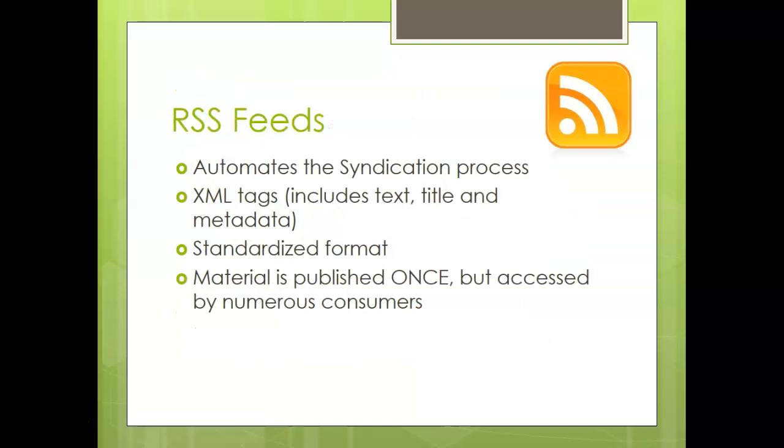So the RSS feed automates the syndication process. So there's XML tags, which is just information about the text included in the article, the title, and the metadata, when it was written, who wrote it, all that kind of thing. It's in a standardized format, and once you publish it just one time, it can be accessed by numerous different consumers. They can get it in different ways. They don't have to just go to your blog to read it. They don't have to just go to your website to read it.